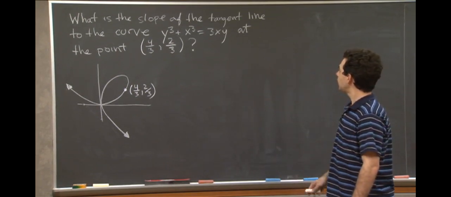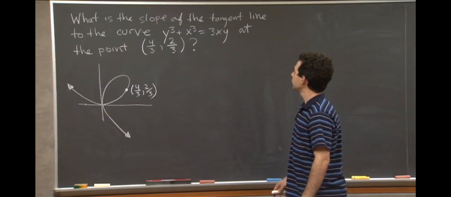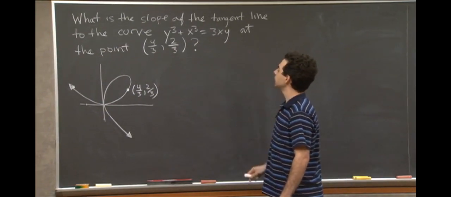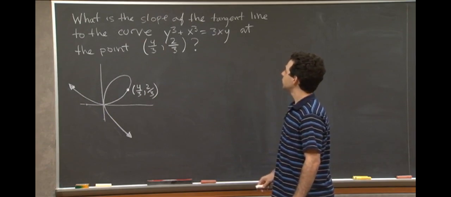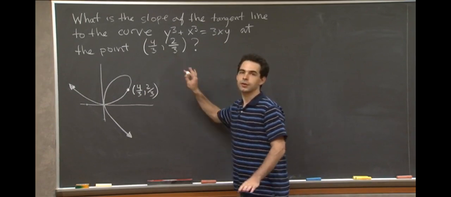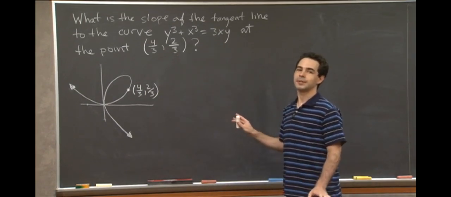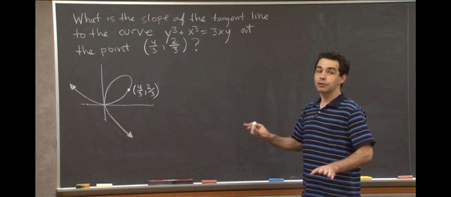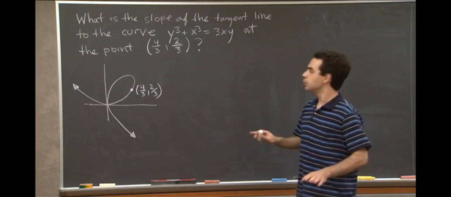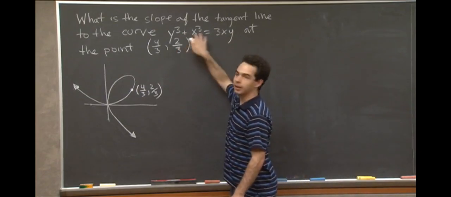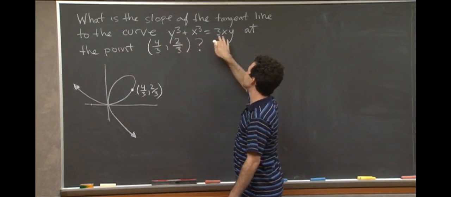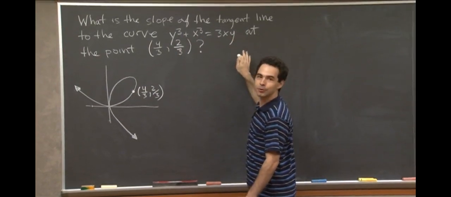So here I have a curve that's defined by the implicit equation y cubed plus x cubed equals 3xy. And I'd like to know what the slope of the tangent line to that curve is at the point 4/3, 2/3. Before we start doing anything, let me make a couple of observations. If you don't believe me that the point 4/3, 2/3 is on this curve, you can always check by plugging the values in and confirm that really, yes, 4/3 cubed plus 2/3 cubed is equal to 3 times 2/3 times 4/3.